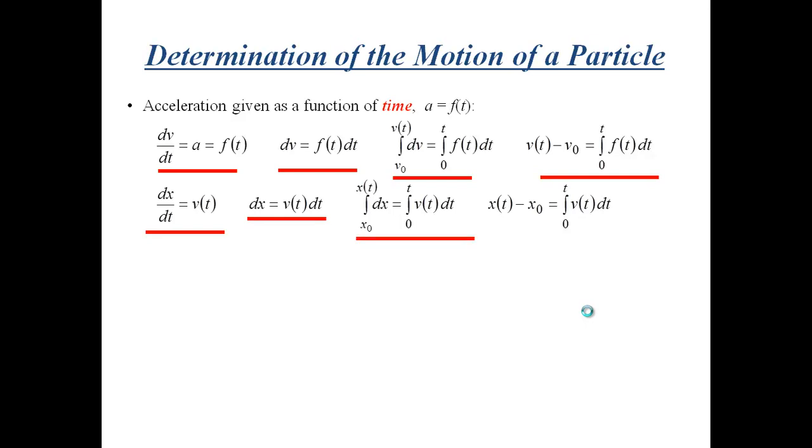Further we can integrate on both sides with the initial and final value of x, that is x is equal to x naught to x is equal to x. So finally we will get the term x of t minus x0 is equal to integral 0 to t v of t dt. So in this way we can obtain the position coordinate x in terms of t. So the motion is completely determined.